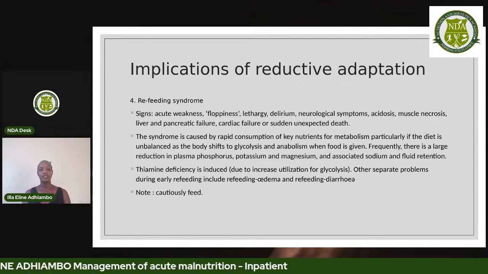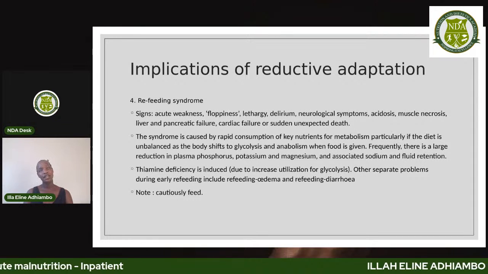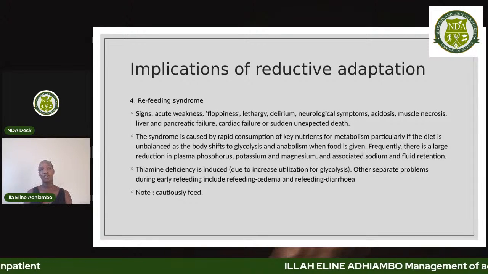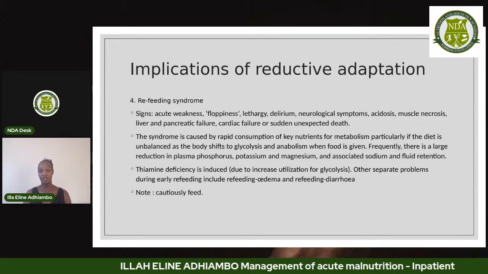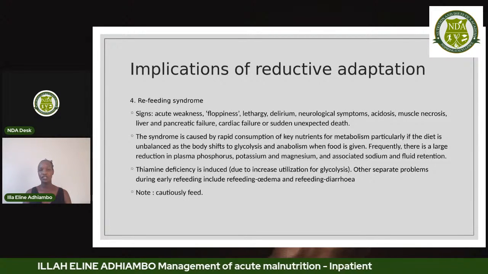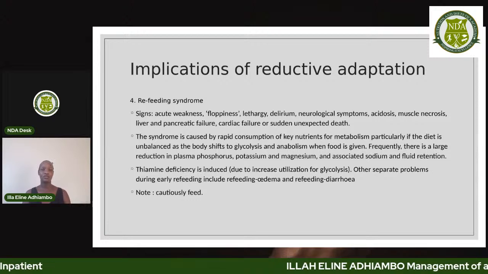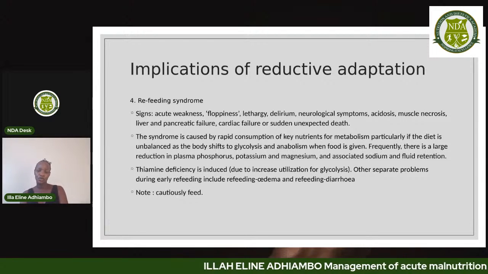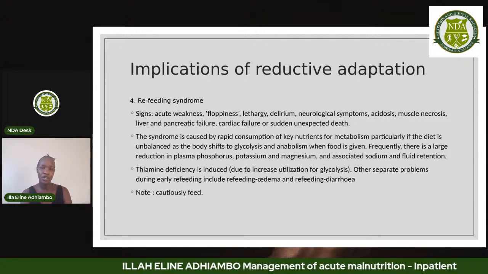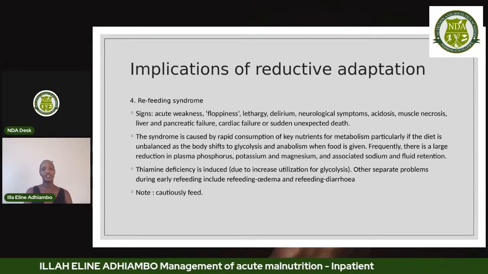And this is something that is of concern because if you're not very keen on how we are managing patients with SAM, we are likely to lose them because of the refeeding syndrome. That is, you're giving too much food, too many calories that the body can't really manage, and you can worsen the situation. So what are the signs? What do we observe when you're talking of refeeding syndrome?